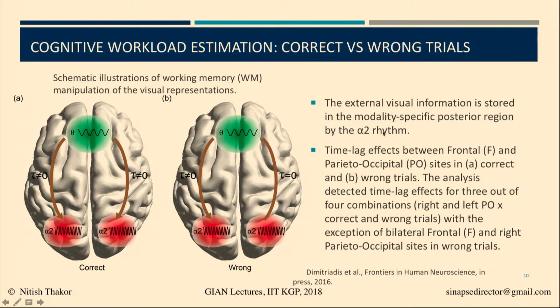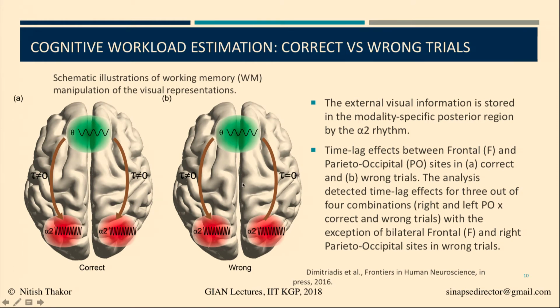Now I showed that there's some similar work, where external visual information is stored in the modality-specific region by the alpha 2 rhythm, and there is a time lag between frontal and parieto-occipital sides in correct and wrong trials. That's kind of interesting. Sometimes you get a calculation right, and it works one way. When you get the calculation wrong, the network may behave very differently.